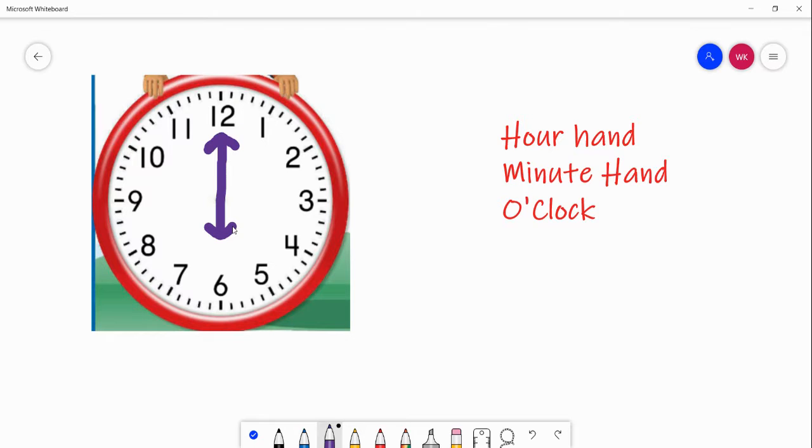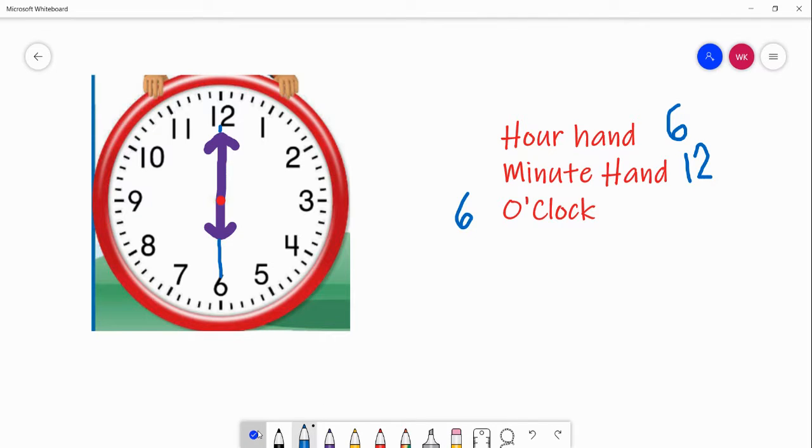So the little hand, or the hour hand, where is it pointing to? As you can see, it is pointing to the 6. So the hour hand is pointing to the 6. The minute hand is pointing to the 12. And when the minute hand is pointing to the 12, that means that it's 0 minutes. So that means for this first problem that it is 6 o'clock.